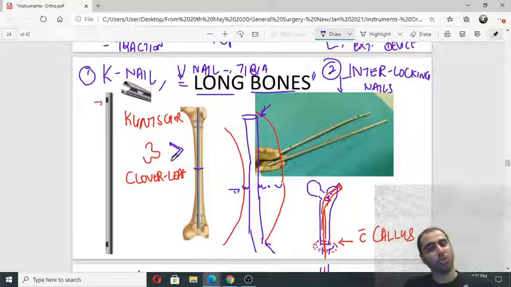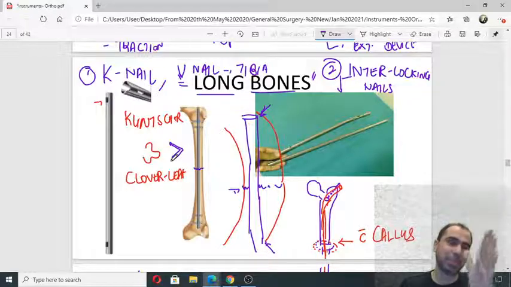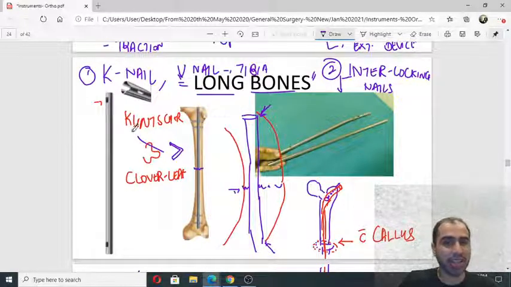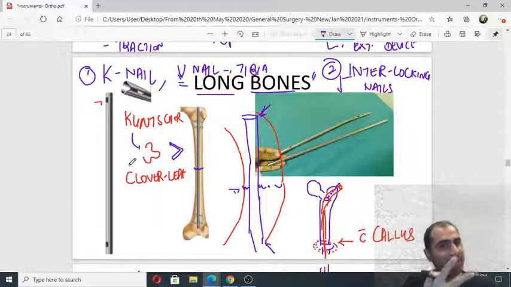Alright, students who get confused say K nail is because the shape is K. The shape is not K. K nail is for the femur. It is shaped like a clover leaf. V nail is V shaped.